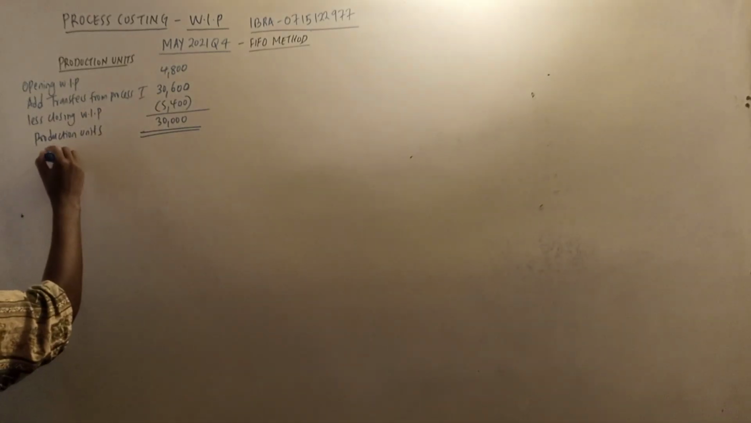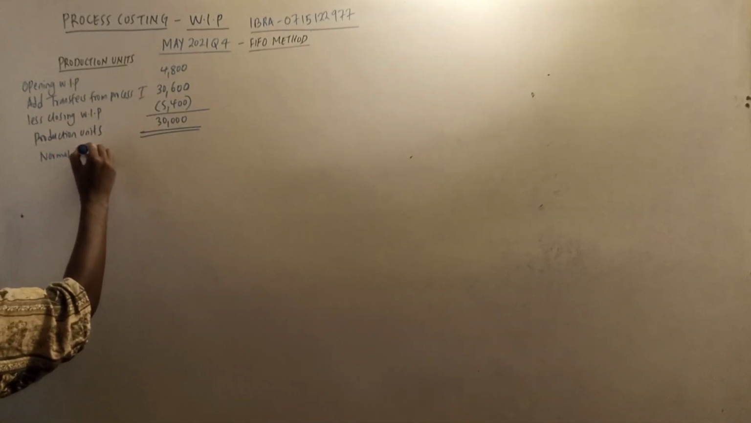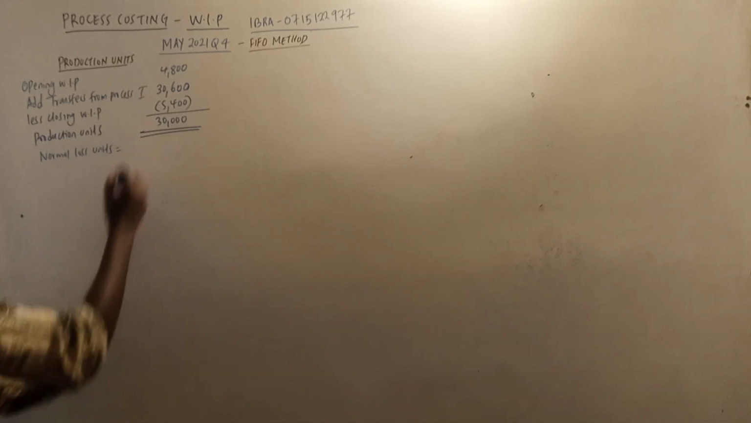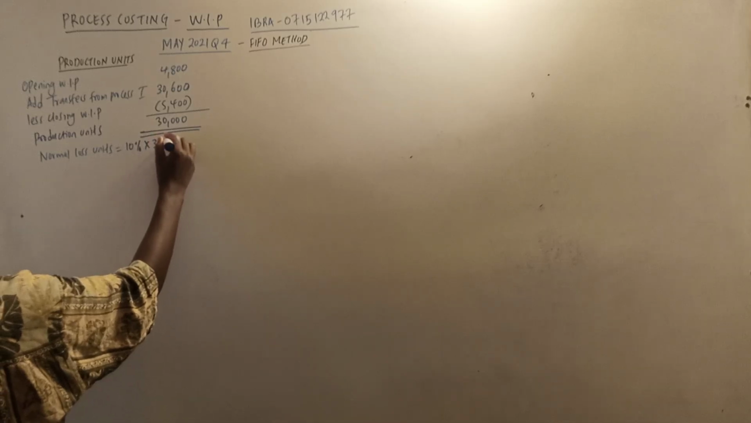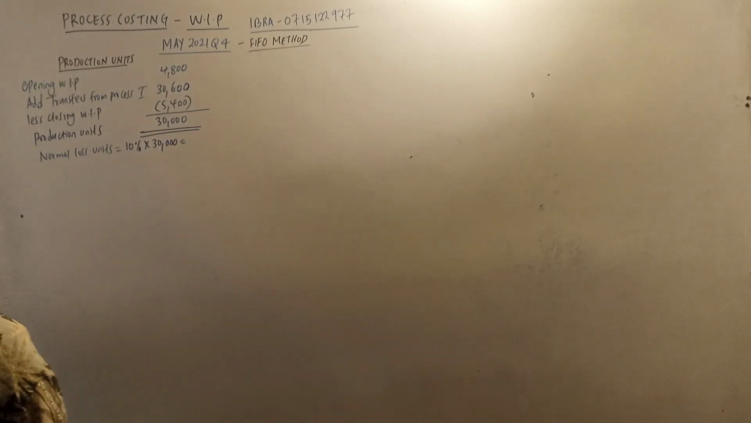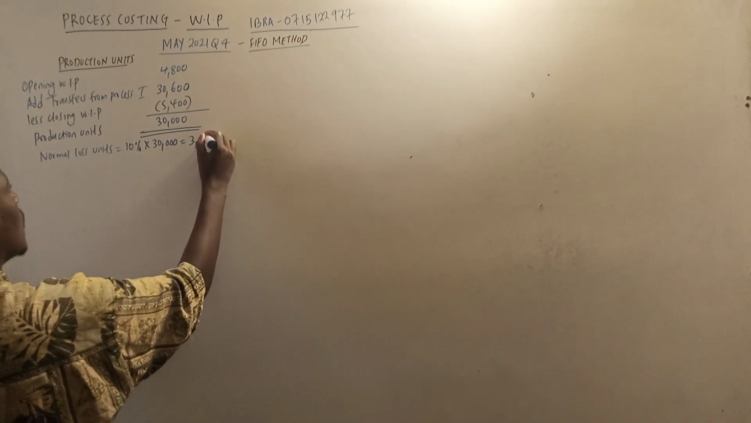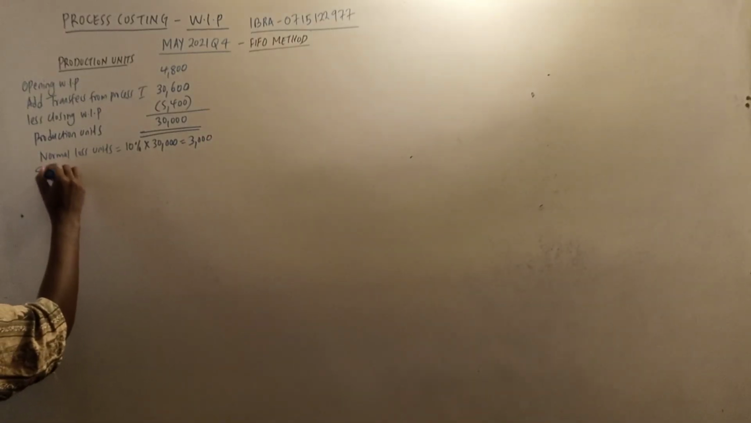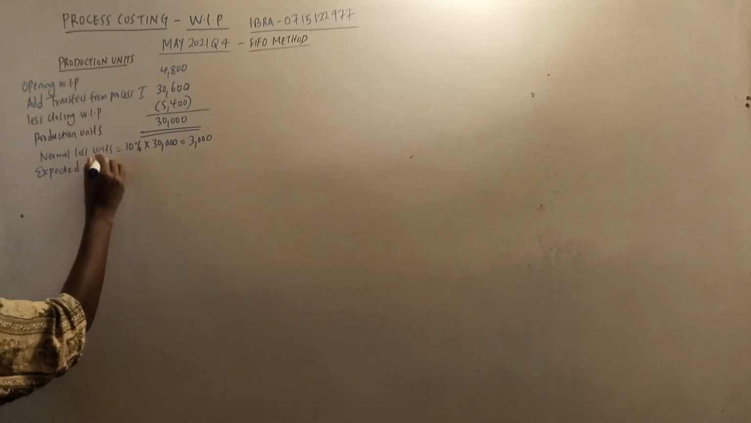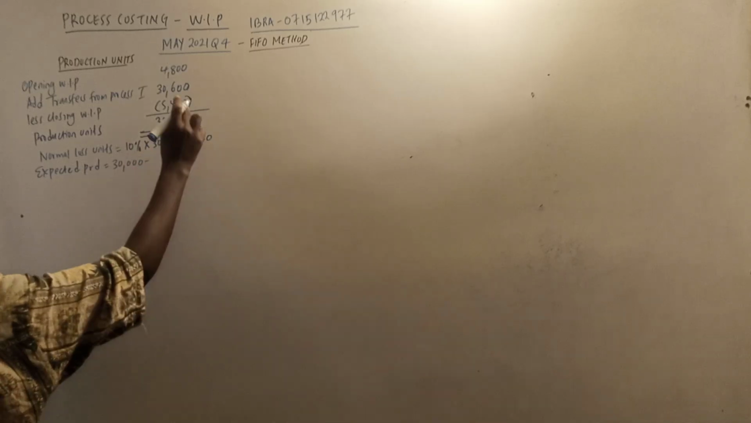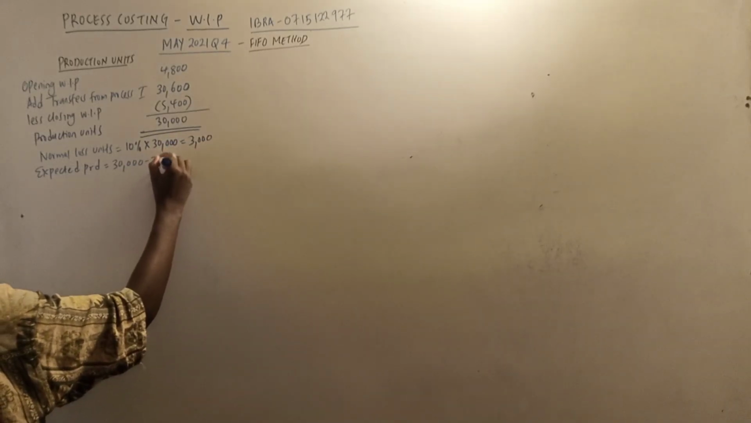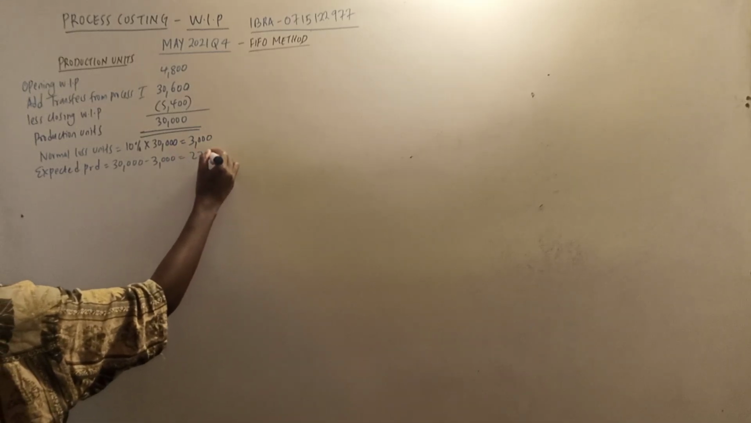Then you can compute normal loss units, which is information number 6, 10%. 10% times 30,000, so 0.1 times 30,000, that is 3,000. Once we have that, we can compute expected production, which is production less normal loss units: 30,000 minus 3,000, which is 27,000.